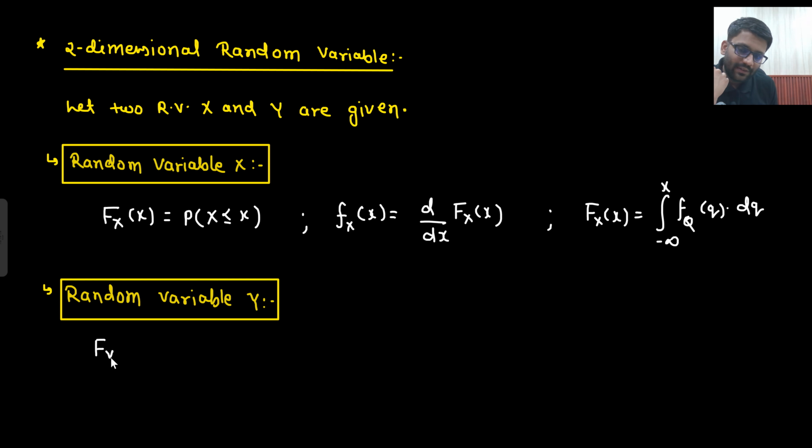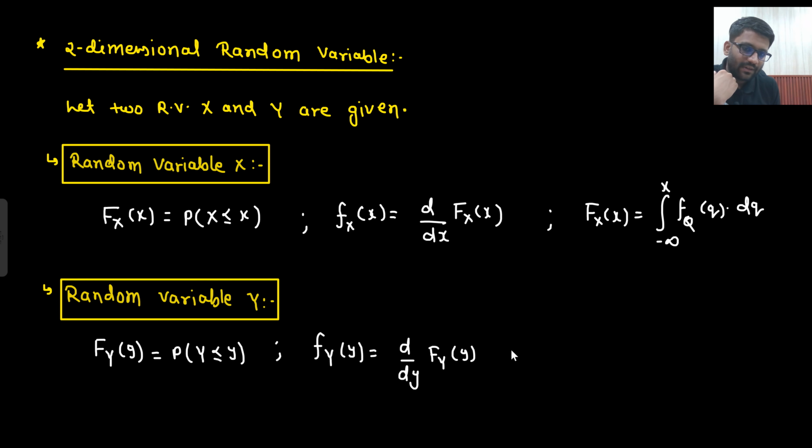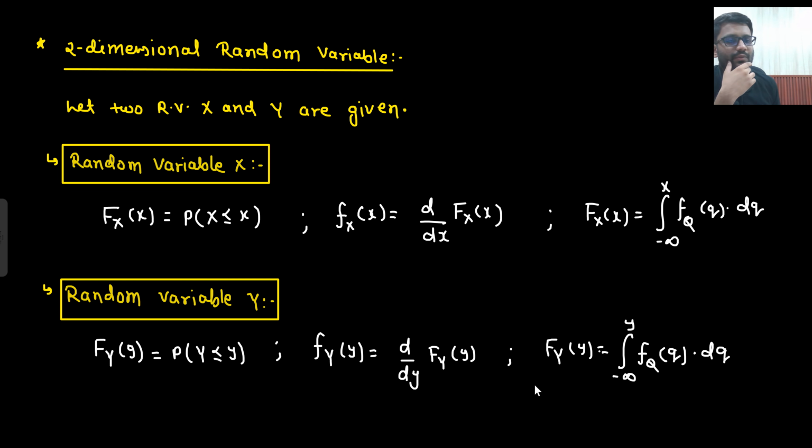What would be its CDF? CDF would be the probability of random variable y taking values lesser than or equal to small y. What would be its PDF? PDF will simply be the differentiation of CDF. And what is the relation between CDF and PDF again? CDF would be given as running integration, from minus infinity to y, of the PDF given. So yes or no, right?